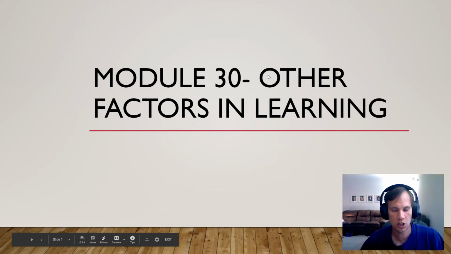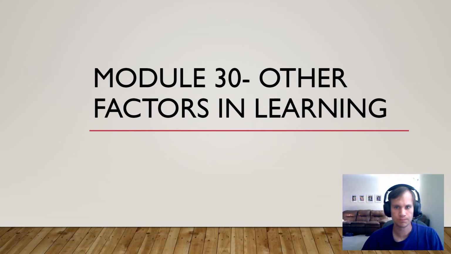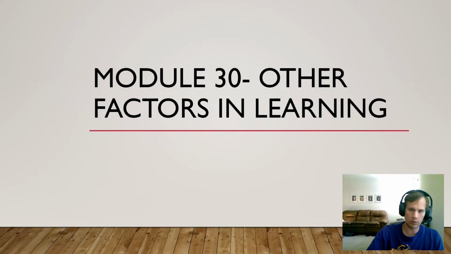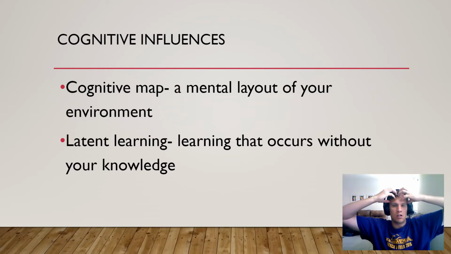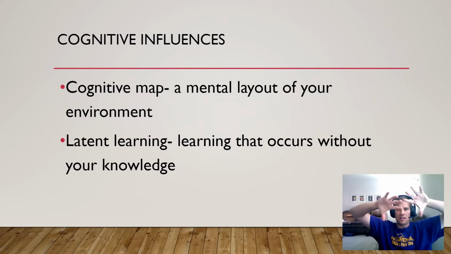All right, guys. So finishing off our discussion on learning, looking into some other factors, some other phenomena that have been observed by researching learning. So we have the concept of a cognitive map, which is your mental picture of your place in your surrounding environment.